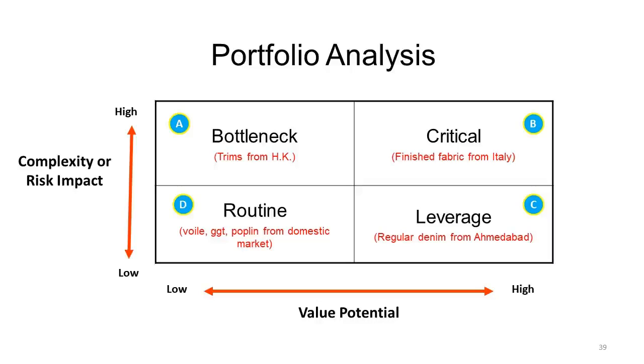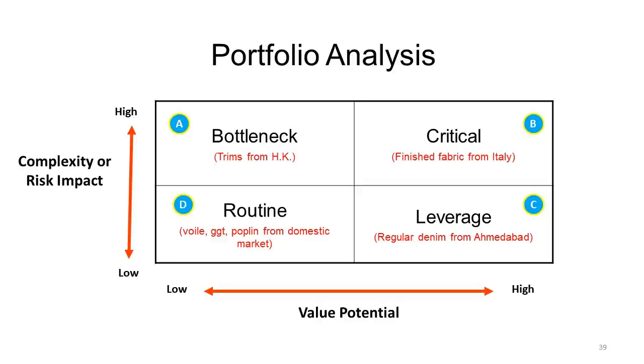Now if you look at the D quadrant, which is routine, the value is low, complexity is low, not a big deal. You can buy buttons, zippers, Royal Georgette poplin from Westie Market. These are fairly routine. You don't even have to bat an eyelid. No particular amount of effort is required to buy these. So in this case, because it is routine, you try to automate it.